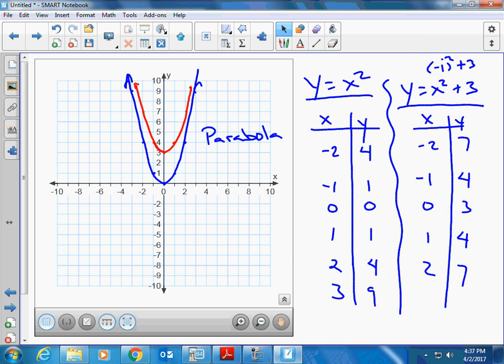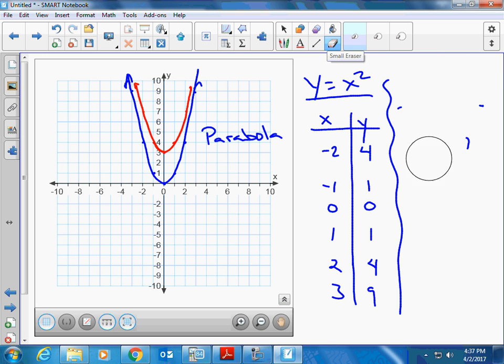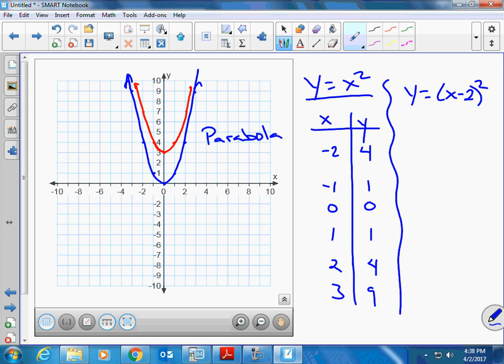Here's an interesting one. What if I did this? What if we change that to y equals x minus 2 squared, and I put it on the inside? Notice before it was on the outside. It was x squared plus something. What if I stick it on the inside? Well, once again, we don't know what it does. Let's pick the same values.